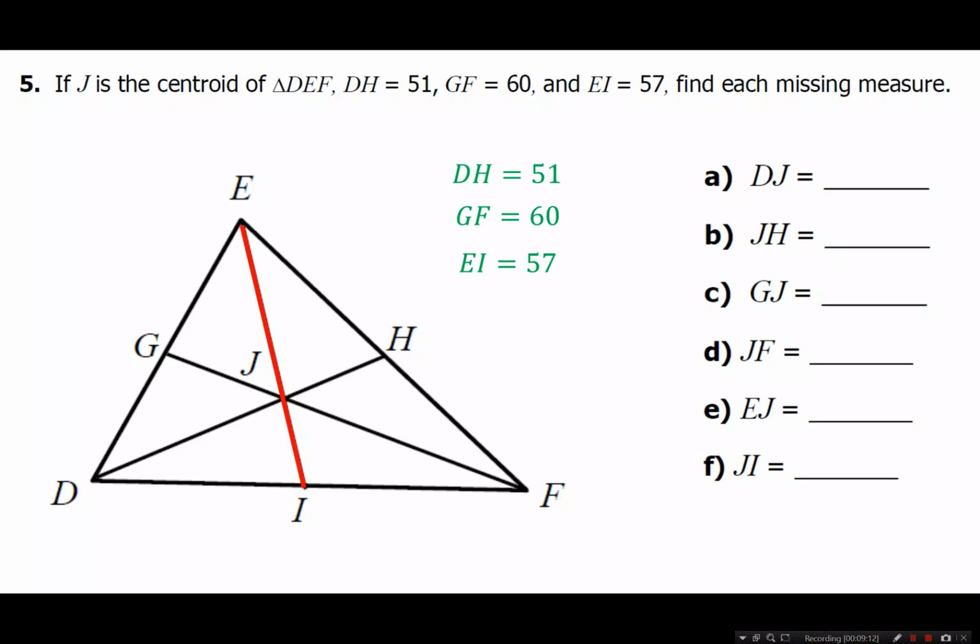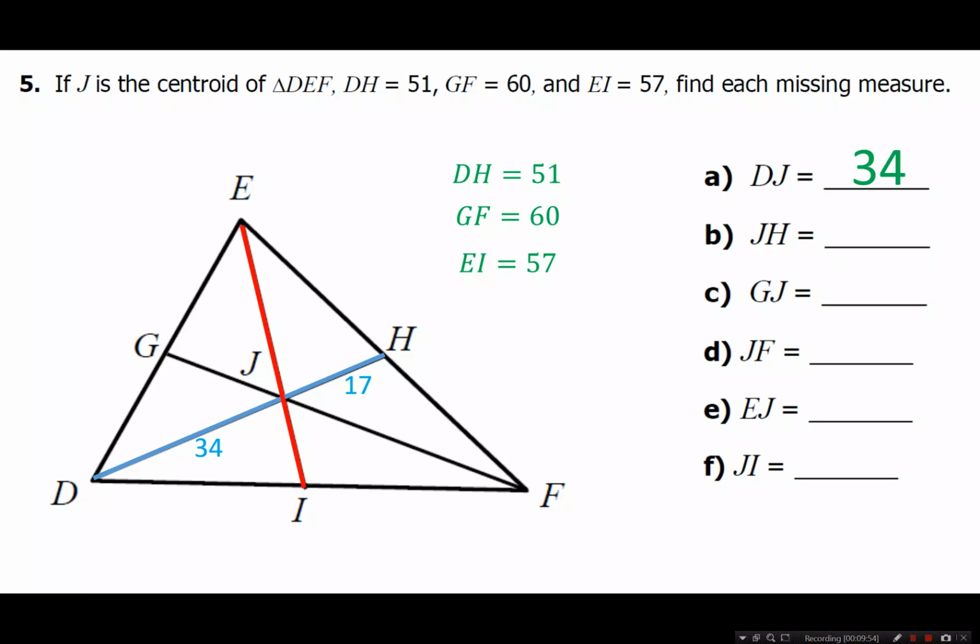Okay, so the first thing it wants us to find is DJ, which is on the median DH. DJ happens to be the long part. So the first thing we want to do is find what the short part would be. Since DH is 51, we have to divide the entire length by 3 to give us JH. 51 divided by 3 gives us 17. Now, to find DJ, we have to double that, which is 34. So 17 times 2 is 34. That is our answer for DJ.